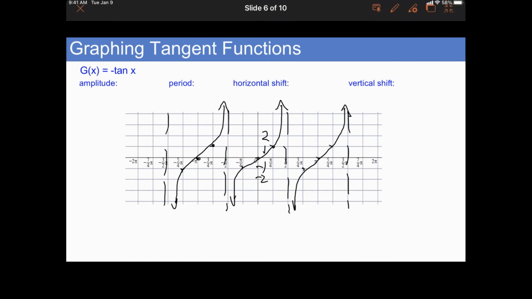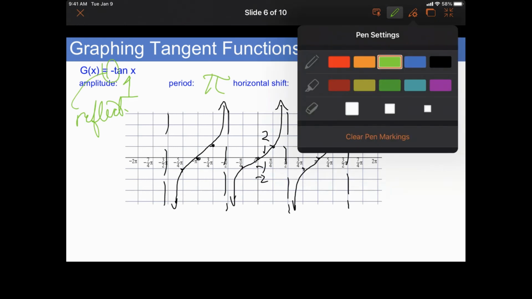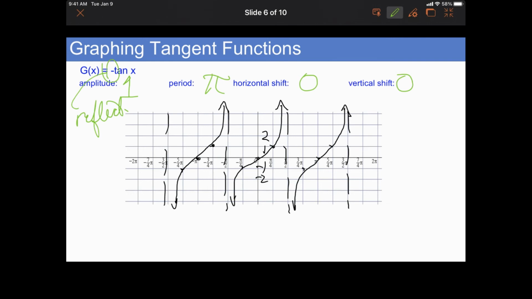Okay, so I see a negative in front. Bloop. So what's my amplitude? Negative or positive? You're right, positive. That negative does tell me it's going to reflect. My period is still pi, no shift, no shift. So what it's also doing, it's a multiplier like the amplitude.